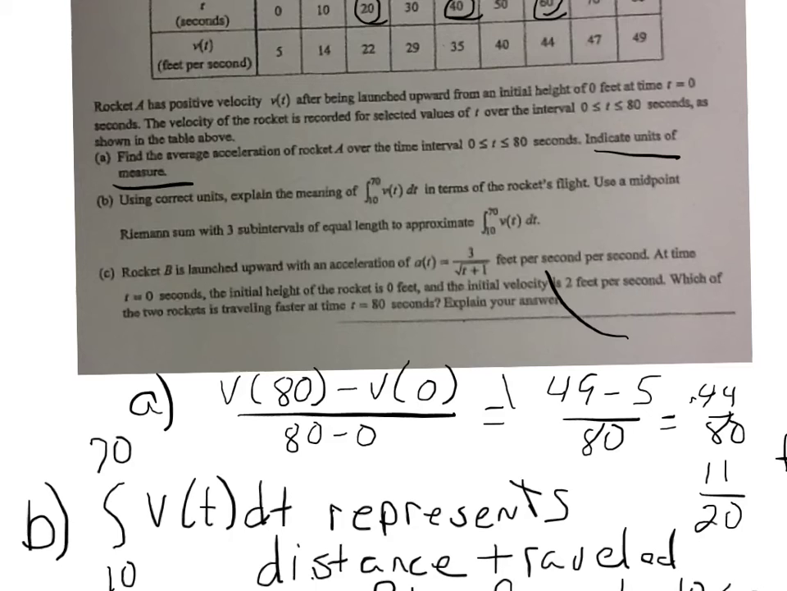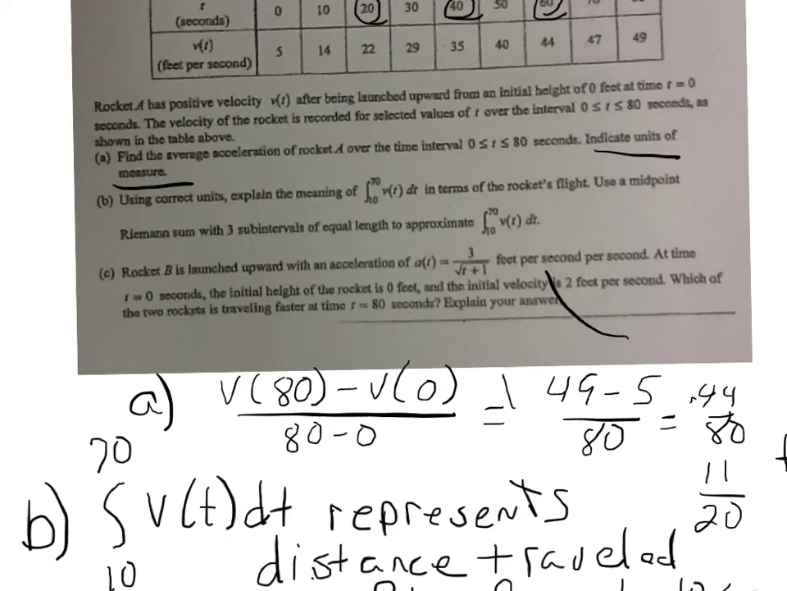Let's break it apart and think about it. It asks us to figure out which one's traveling faster. So we're going to be examining what? Speed, which is the absolute value of velocity. What do they give us here? This function that they give us is acceleration. So how do we get velocity for rocket B?